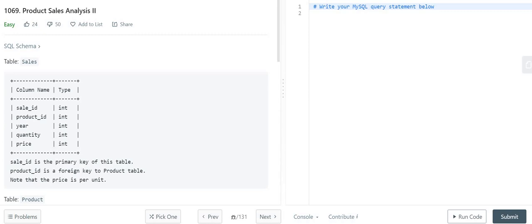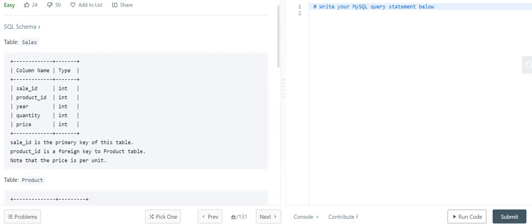So let's look at this question. The SQL schema is given. You have a table Sales, and you have the column names and types given. So you have sale ID int, product ID which is int, year is int, quantity is int, price is int. Sale ID is the primary key of this table, and product ID is a foreign key to the Product table. Note that the price is per unit.